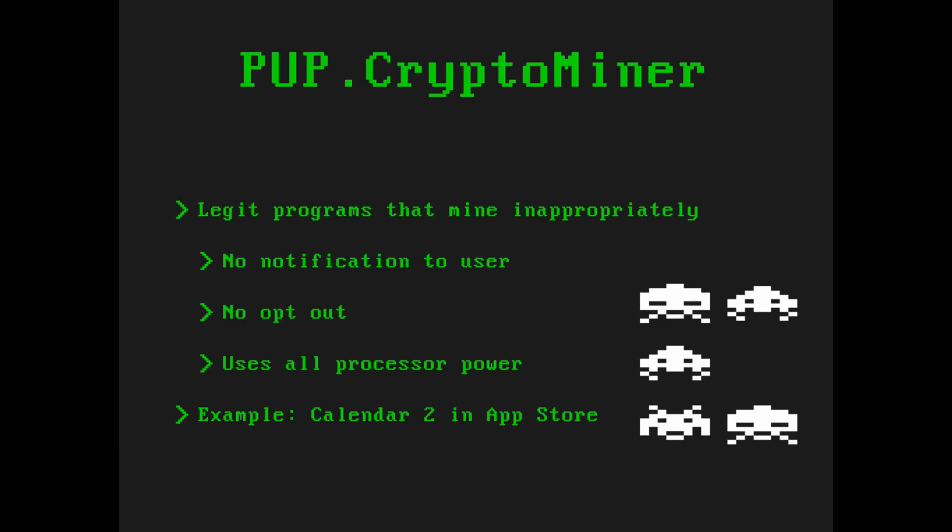One example of an app that was doing it wrong, and this was actually in the news not very long ago, was the Calendar 2 app that was in the App Store. It was doing basically all of these things wrong. It really didn't tell the user, and it was using all the processor power. And so we detect that. Fortunately, they did remove all the crypto mining code from that app, so it is no longer doing this, which is good. What's interesting is that Apple has subsequently banned all crypto mining from the App Store, and we believe this app is probably the reason why.